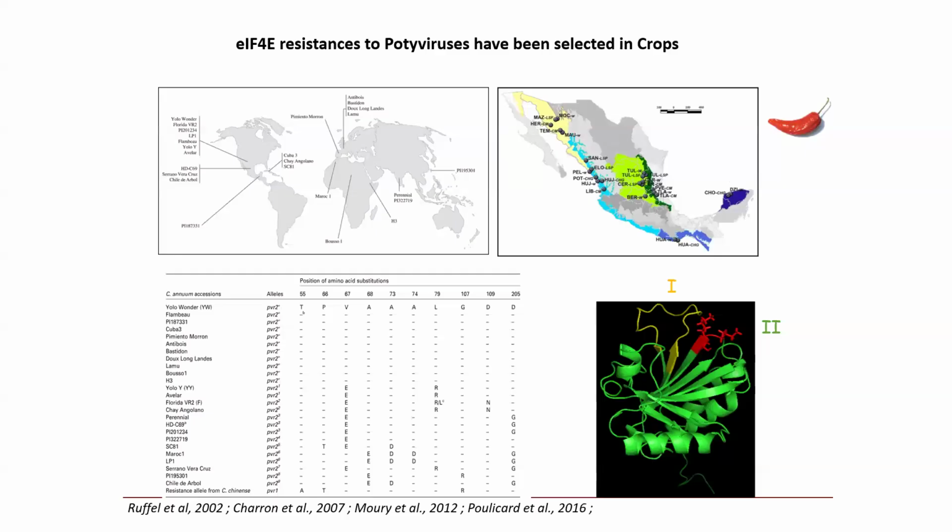And those resistances, there are more than 30 alleles of resistance that had been isolated. Those resistances were associated with mutations in the eIF4E protein, in the gene. In fact, they were not knockouts of the gene, but amino acid changes. On the bottom right, you can see a 3D structure of eIF4E. Most of the amino acid changes associated with resistance were located in two regions, 1 and 2. That will be the yellow loop and the red one.